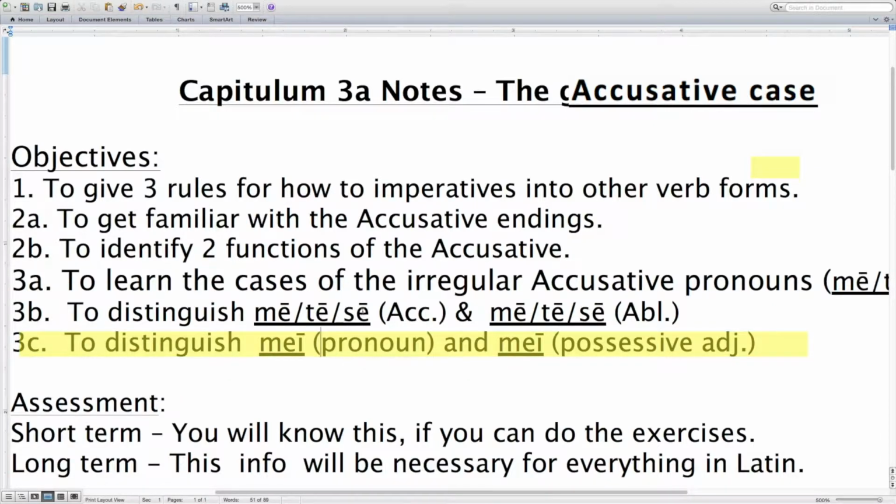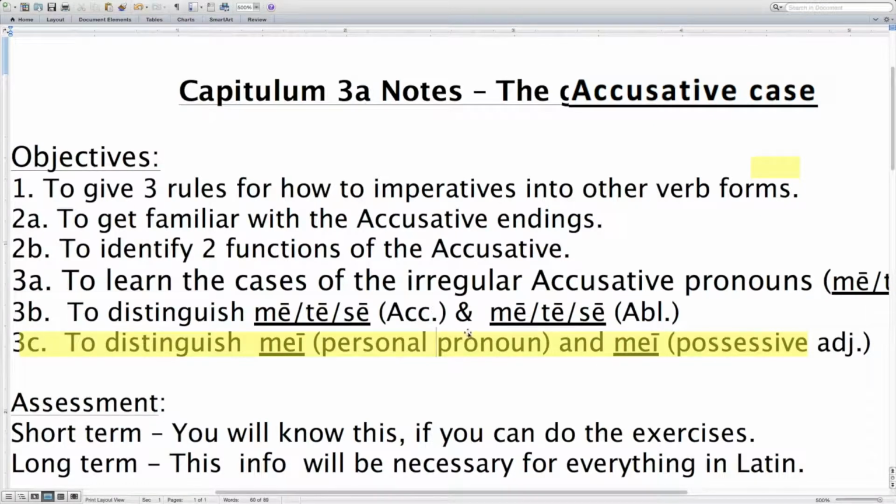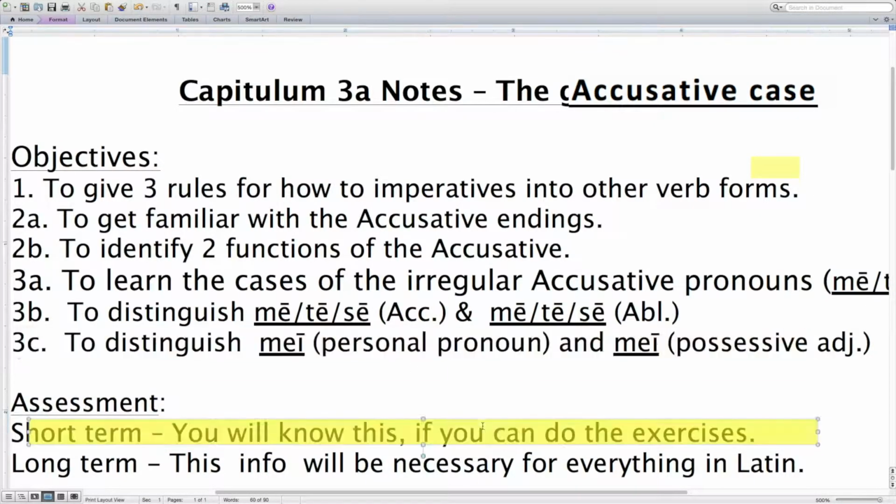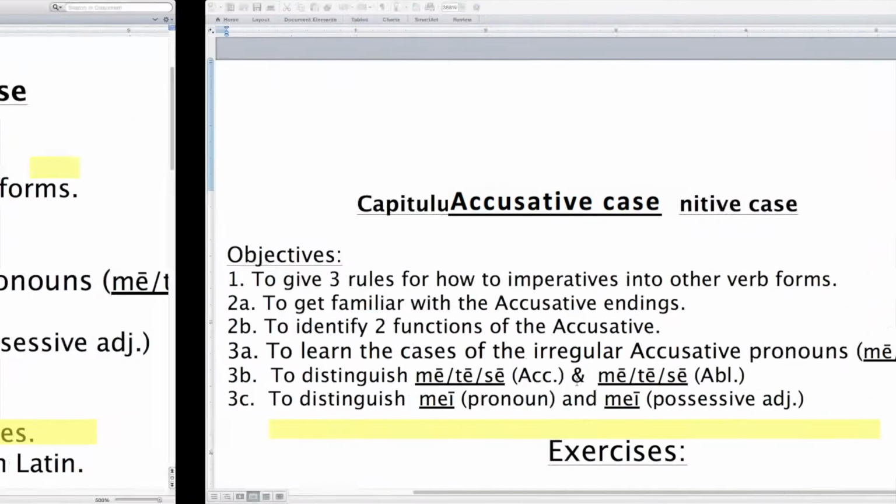You do not need to take notes on this. You will know that you can do this if you can complete the exercises at the end, and this information will appear all throughout the stories, both written and read, that you read throughout the year.